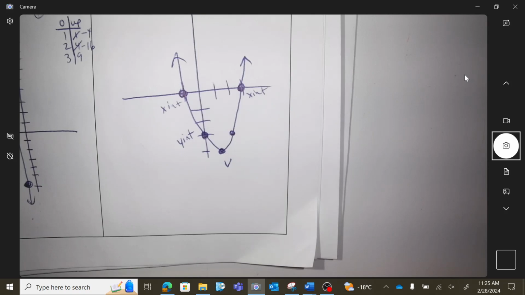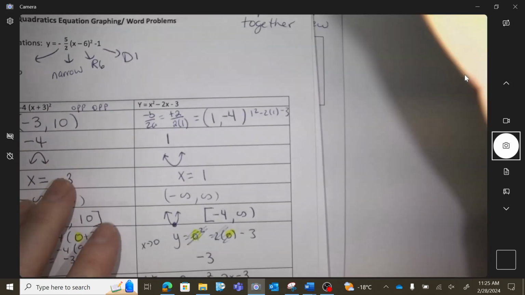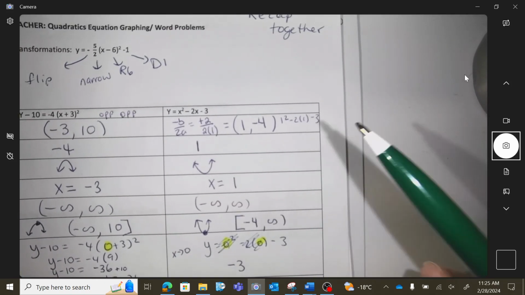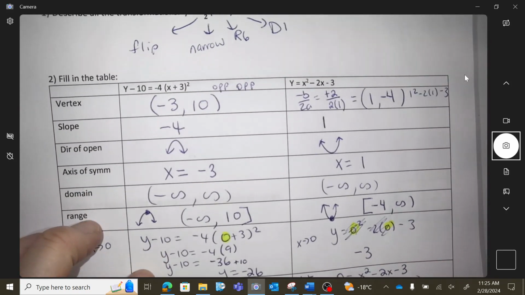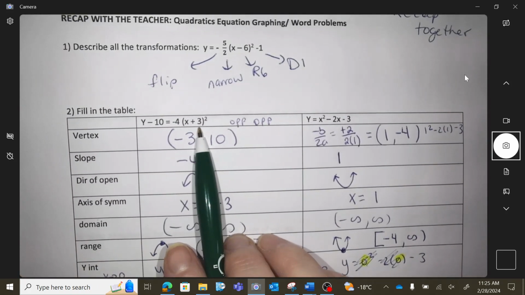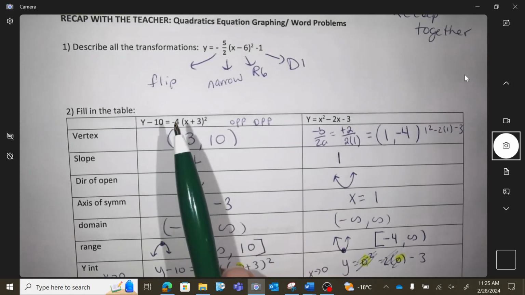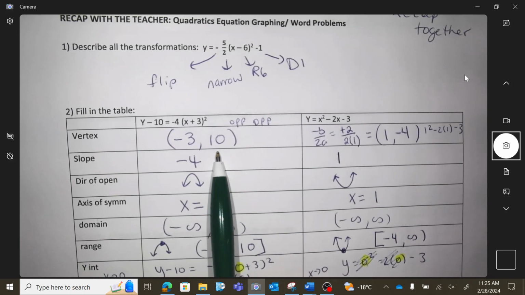Other kinds of questions to pay attention to. I could just give you stuff and then I could say, what's the min or max? So you, first of all, if I give you this equation, what are you going to answer right away? Is it a min or is it a max? Max. And what is the max? 10. That's what that would be.